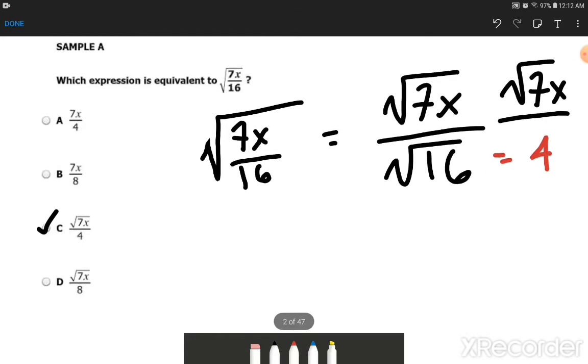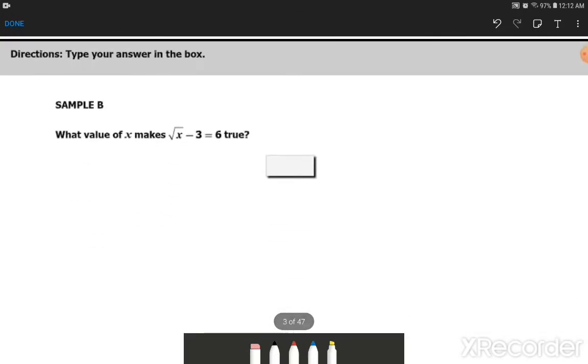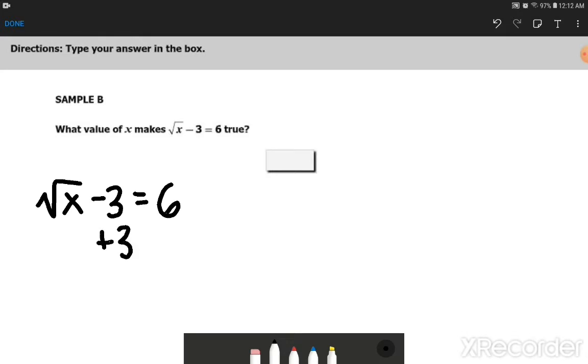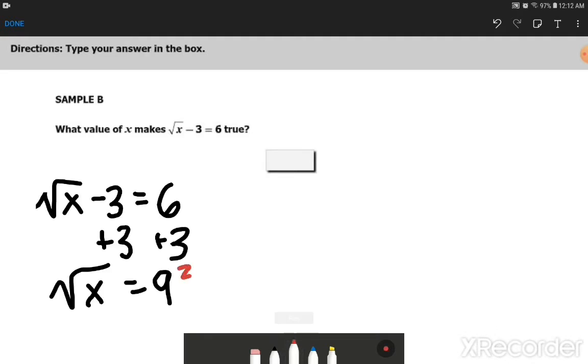Alright, let's move on to sample B. What value of x makes the square root of x minus 3 equals 6 true? So what we're going to do here is solve for x. We have the square root of x minus 3 equals 6. Add 3 on both sides. We get the square root of x equals 9. We are going to square both sides and get x equals 81. So our answer is 81.